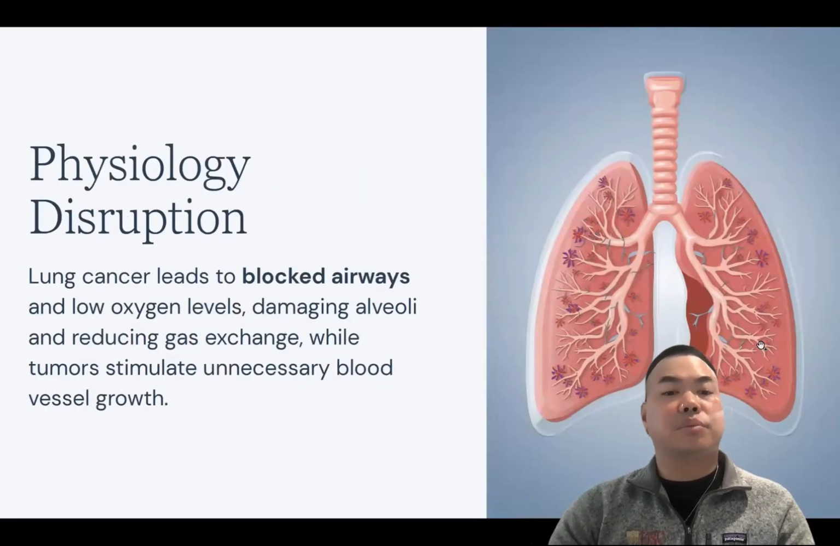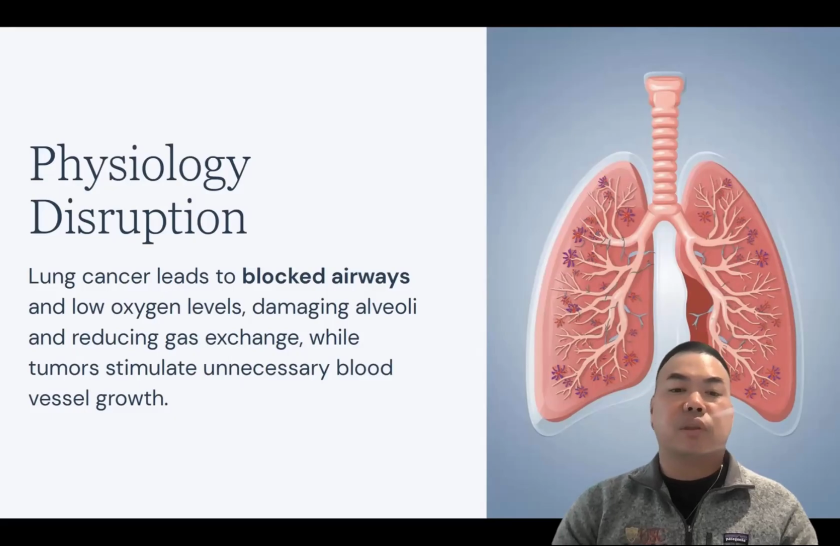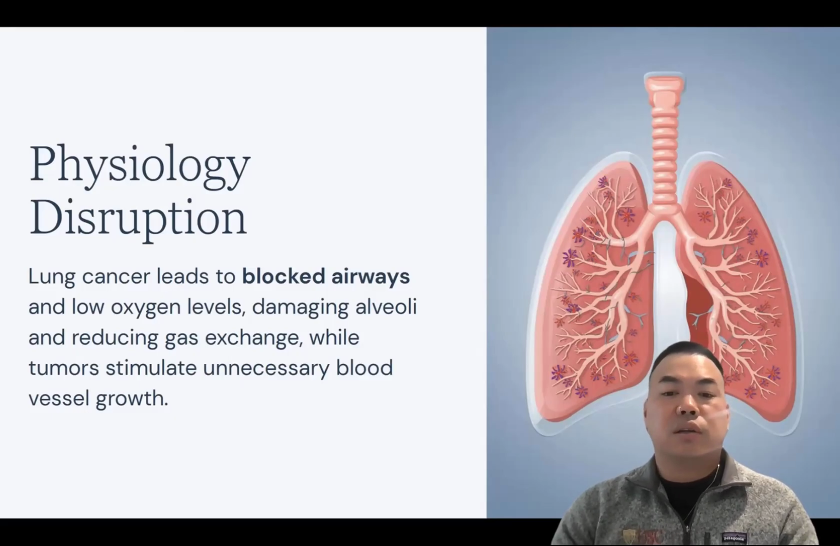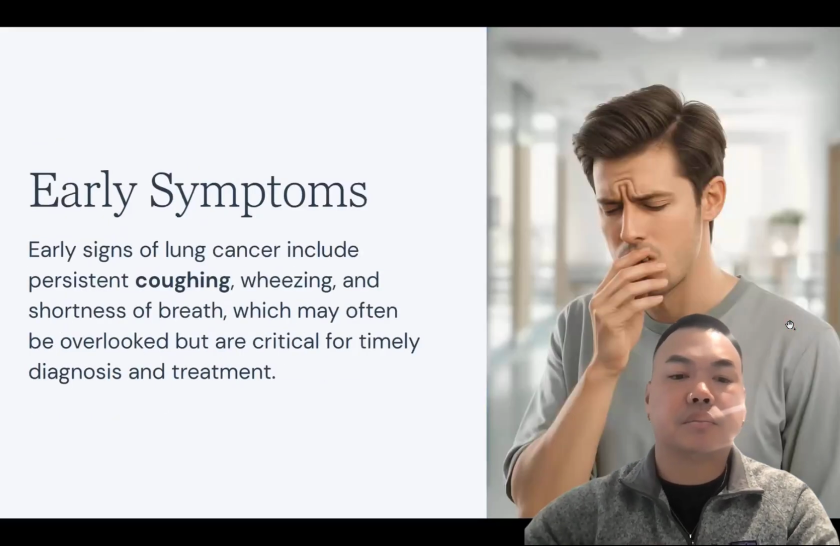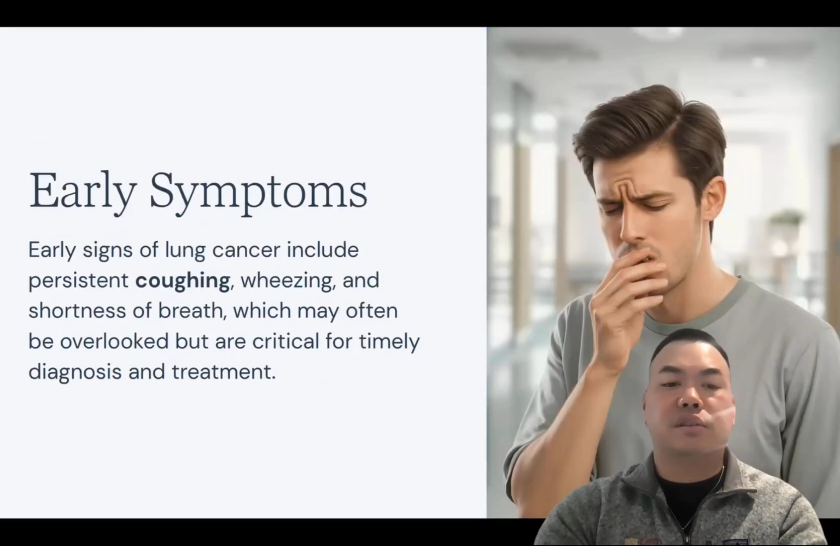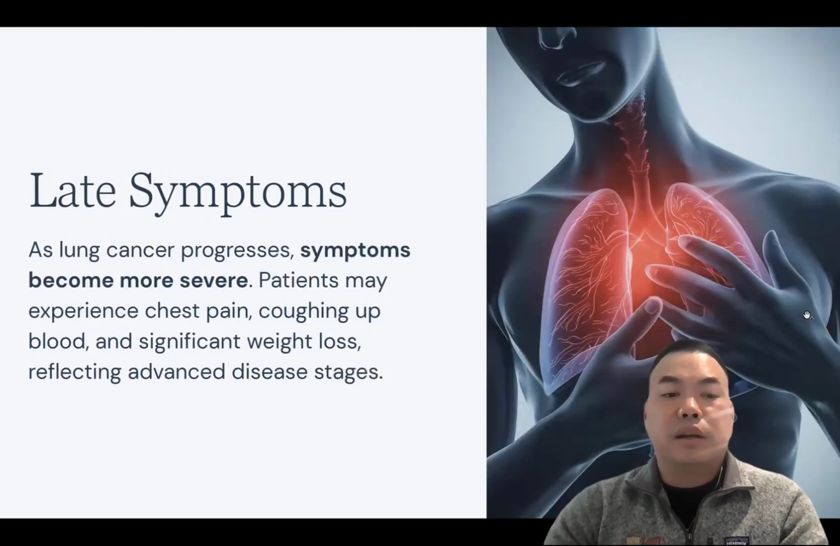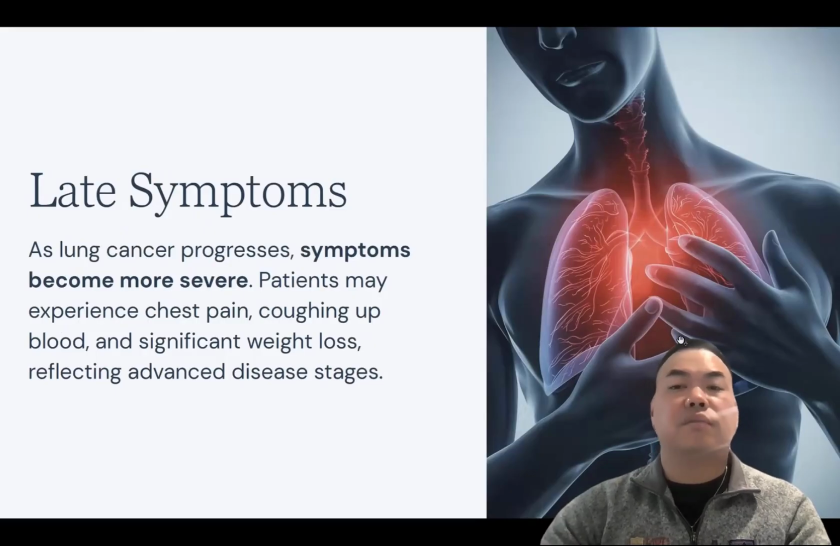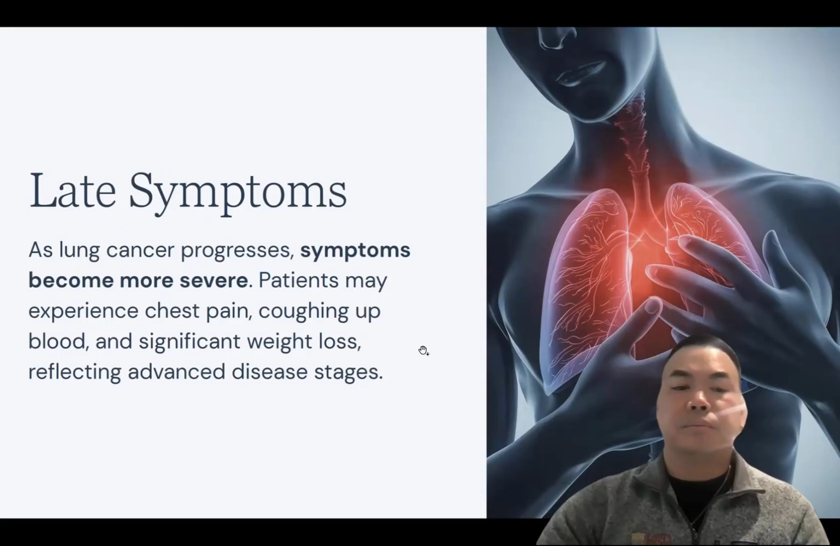So, physiology disruption. Because tumors block the airways, oxygen levels can drop. The alveoli also get damaged, so gas exchange doesn't happen as well and is poor. And tumors can grow new blood vessels, which feed themselves and also help them spread. Early symptoms include a cough that doesn't go away, wheezing, and feeling out of breath. Later symptoms may include coughing up blood, chest pain, fatigue, weight loss, and eventually possibly death.